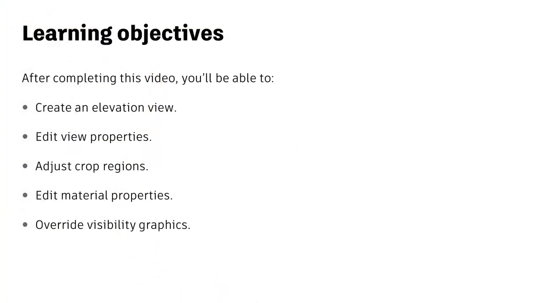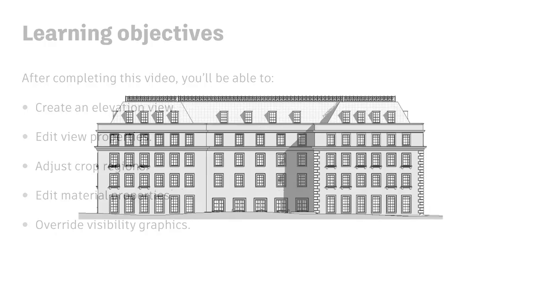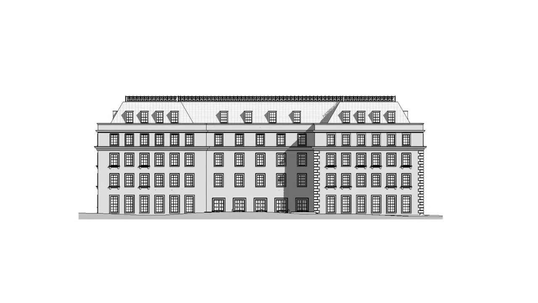In this video, you will learn how to create an exterior elevation view. You'll see how to edit the properties of the view and adjust the crop region. And you will also learn how to edit material properties and override the visibility graphic settings of objects in the elevation. An exterior elevation is a 2D view showing the external facade of the building from a specific direction.